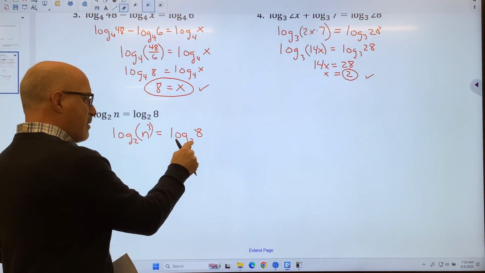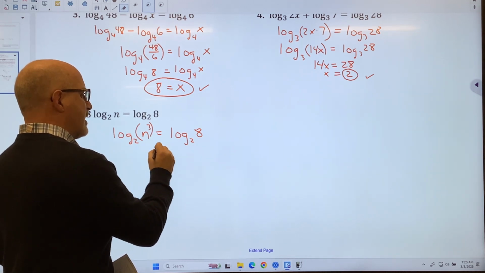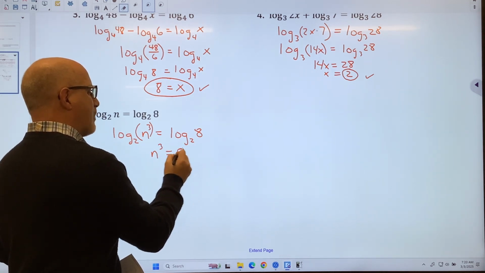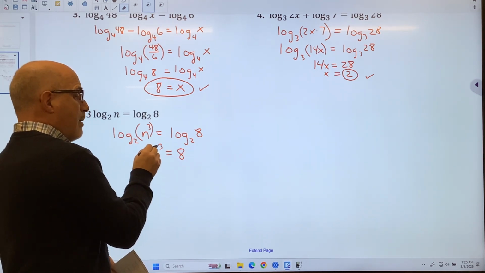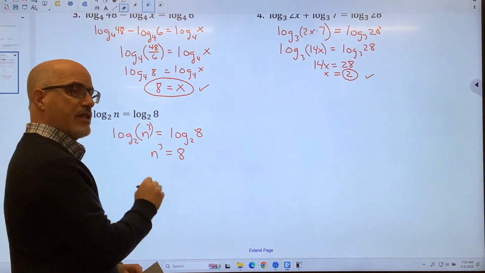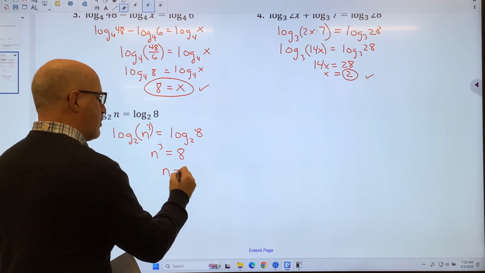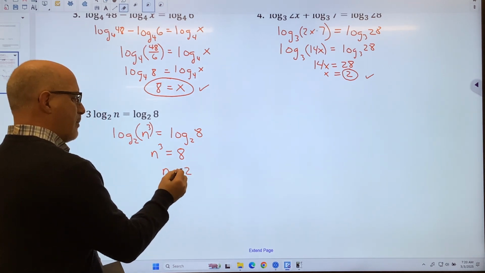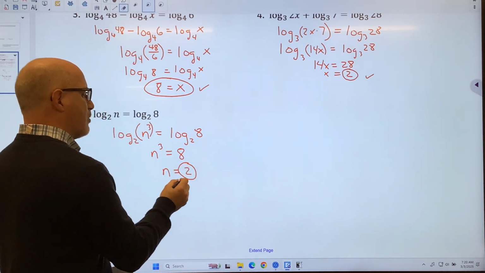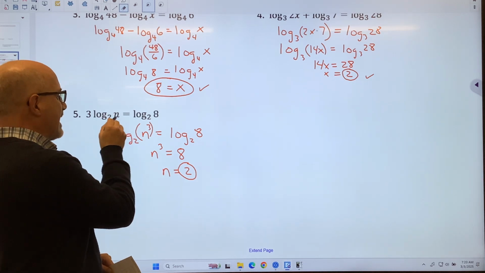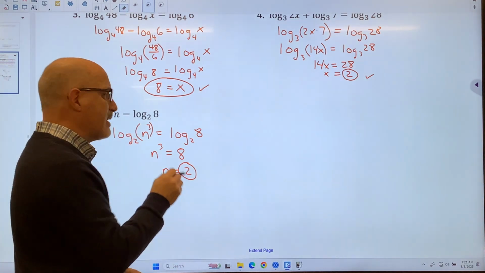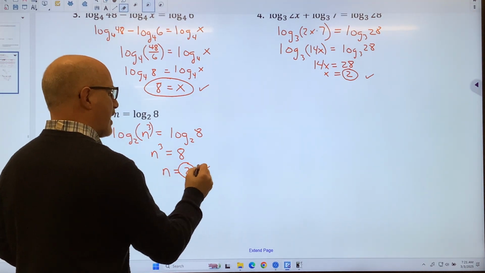Now, same base on both sides for the logarithms, so I set the inside parts equal. I'm trying to figure out n to the 3rd power is equal to 8. If I take the cube root of both sides, I get n equal to 2. So that's my answer. Let's go ahead and double check to make sure. Is that a negative or a 0 on the inside? It is not, so it checks.